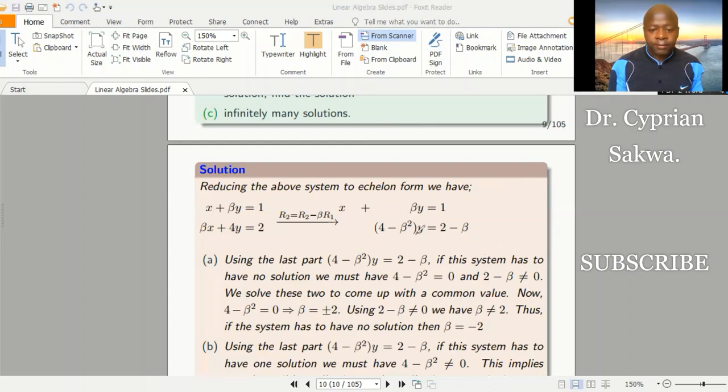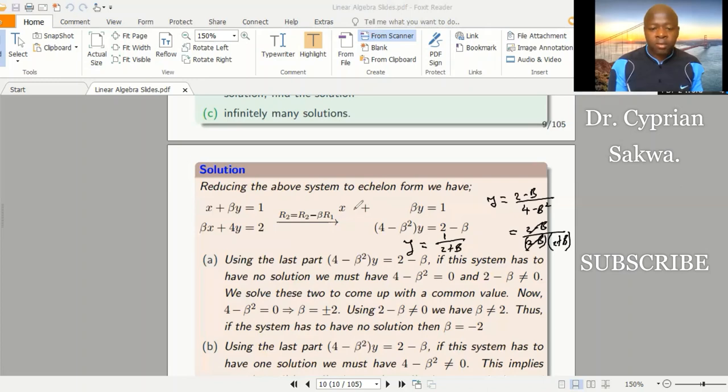Just a minute. Making y the subject here, y equals 2 minus beta out of 4 minus beta square. And this is the same as 2 minus beta out of 2 minus beta multiplied by 2 plus beta. So this part cancels, and you are left with y being equal to 1 out of 2 plus beta. So that's the value of y.